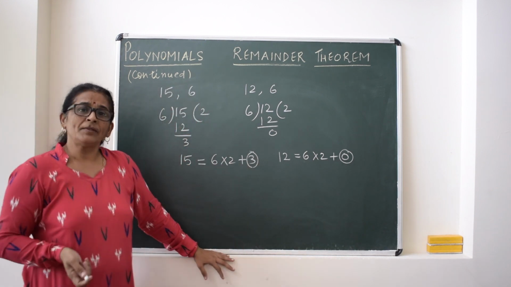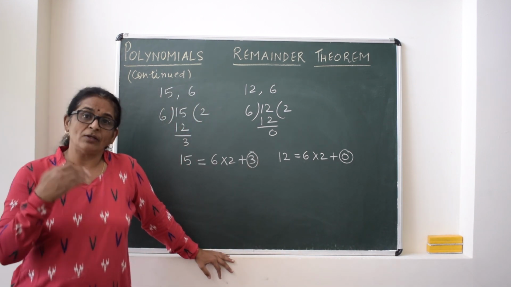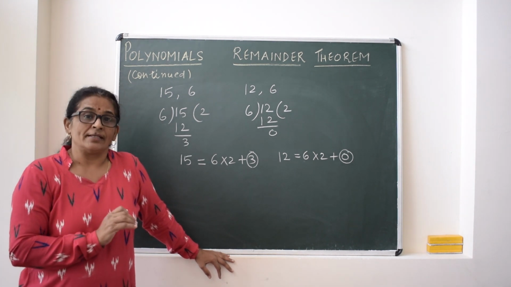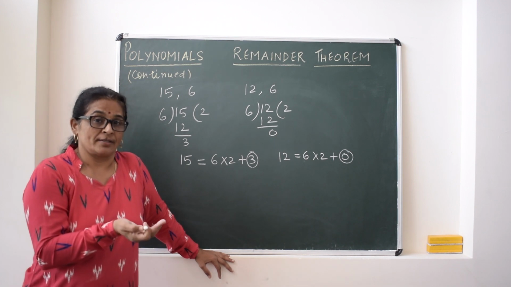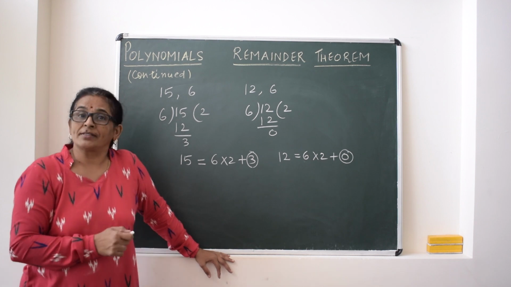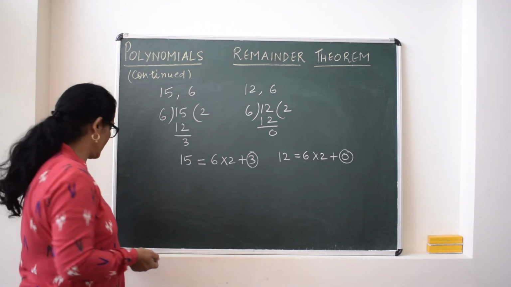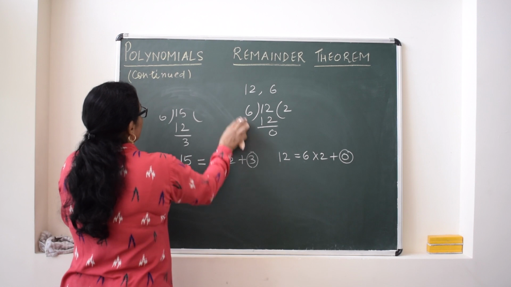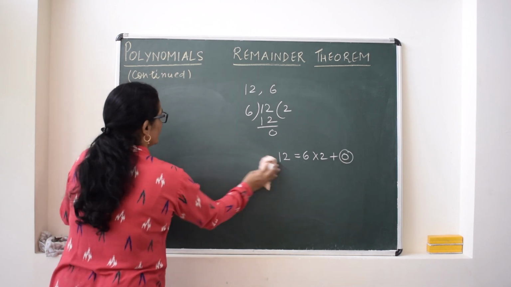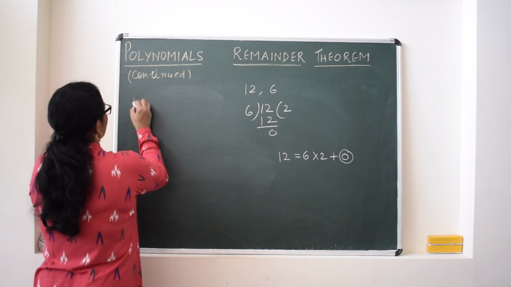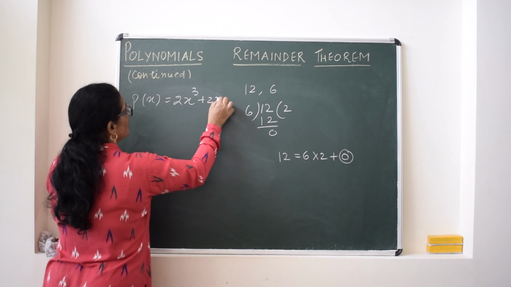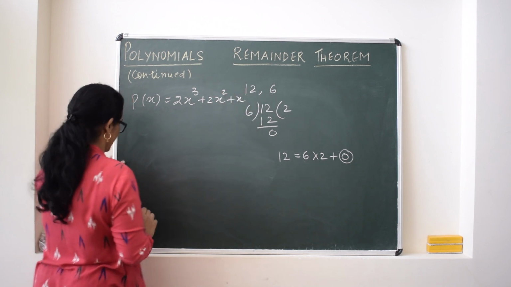Now, the same thing we will do with polynomials. If we divide a polynomial by another non-zero polynomial, then we will see the quotient and the remainder. It will give us the clue about the factors and the multiples. So let's take one example. A dividend is a polynomial, P of x is equal to 2x cubed plus 2x squared plus x.